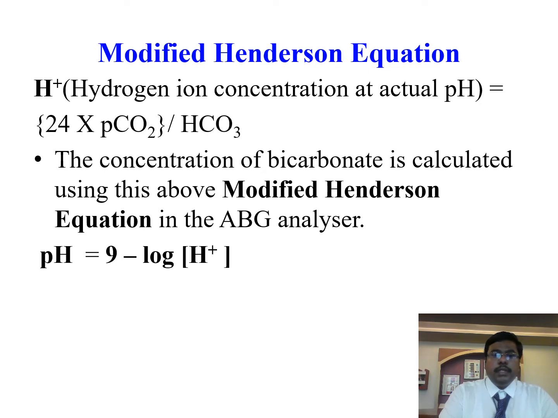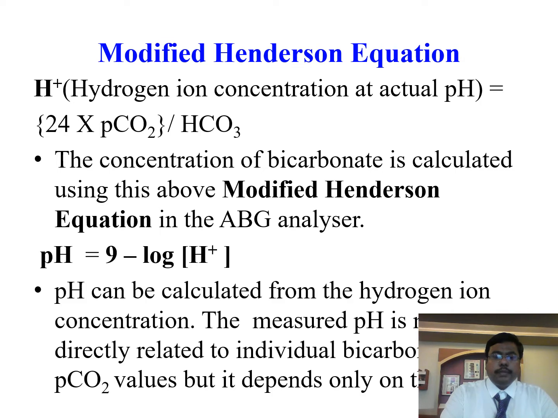H plus is equal to 24 into PCO2 divided by bicarbonate. The concentration of bicarbonate is calculated using this modified Henderson equation in the ABG analyzer. pH is equal to 9 minus log of H plus, so pH can be calculated from the hydrogen ion concentration. The measured pH is not directly related to the individual values of bicarbonate and PCO2, but it depends only on the ratio. Measured pH depends only on the ratio between bicarbonate and carbonic acid.